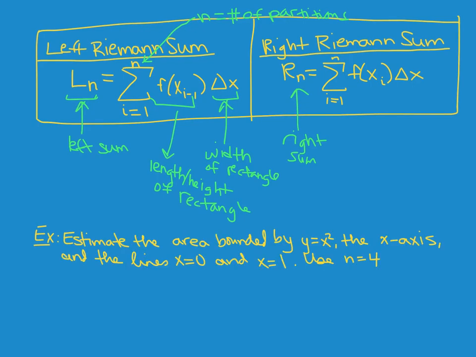For my first example, we are going to be estimating the area bounded by y equals x squared, the x-axis, and the lines x equals 0 and x equals 1. I told you to use n equals 4. Sometimes they'll tell you to use 4 partitions, other times you'll have to use 2 partitions, sometimes you'll use 8. What you will find is the more partitions you use, the closer your answer is going to be to the actual right answer.